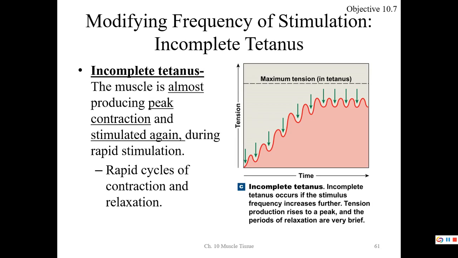Incomplete tetanus. The muscle is almost at peak contraction. It's stimulated again and again and again in rapid stimulation. Cycles of contraction and relaxation are allowed. There's a little bit of relaxation, but it's very brief.